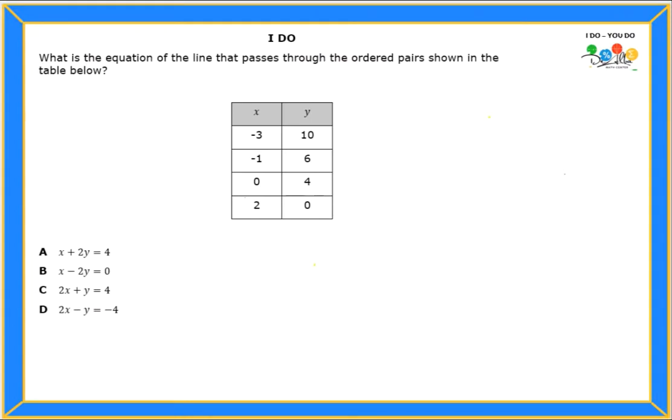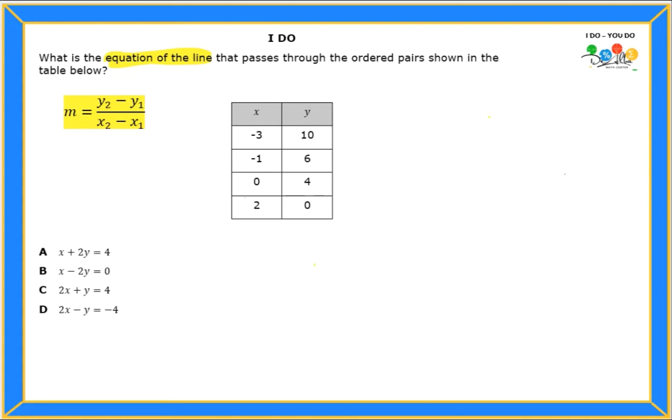And it says, what is the equation of the line that passes through the ordered pairs shown in the table below? So I'm looking for the equation of the line. As soon as I see the words equation of the line, I'm already thinking about a slope and y-intercept. So the first thing that we're going to do is find the slope. Remember, there are different ways I can find it, because slope is the same as rate of change. So I'm going to choose to use the formula today.